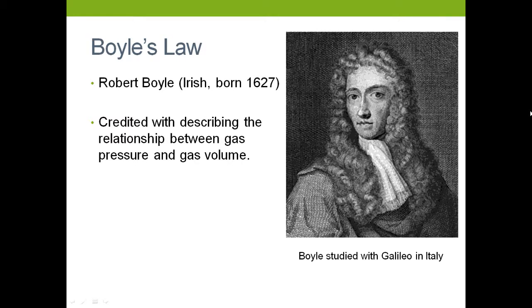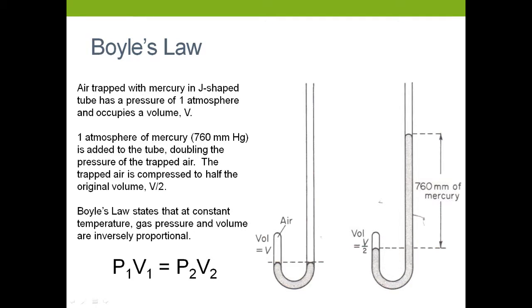Boyle's Law. Robert Boyle was born in Ireland in 1627. He is credited with describing the relationship between gas pressure and gas volume. During his studies, Boyle moved to Italy and studied with Galileo. The apparatus used to describe Boyle's law is a J-shaped tube.